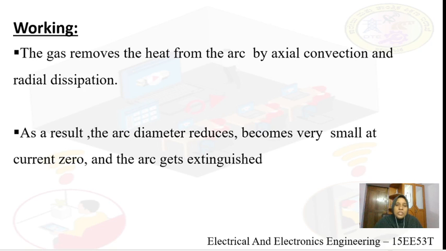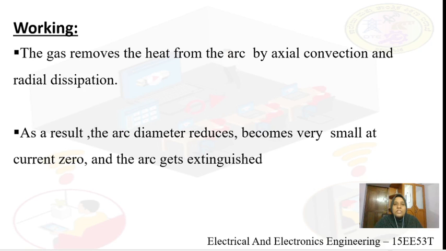Because the heat is taken away, the diameter of the arc, the thickness of the arc, will become small. By the time the natural current zero reaches, the arc would have become so small that it is very easy for us to extinguish. How will it get extinguished? By the time, SF6 gas will build up its dielectric strength. Why will it build up its dielectric strength? Because SF6 gas is an electronegative gas. That is why at a very fast rate it will build up its dielectric strength, and the arc cannot be there for a longer time.